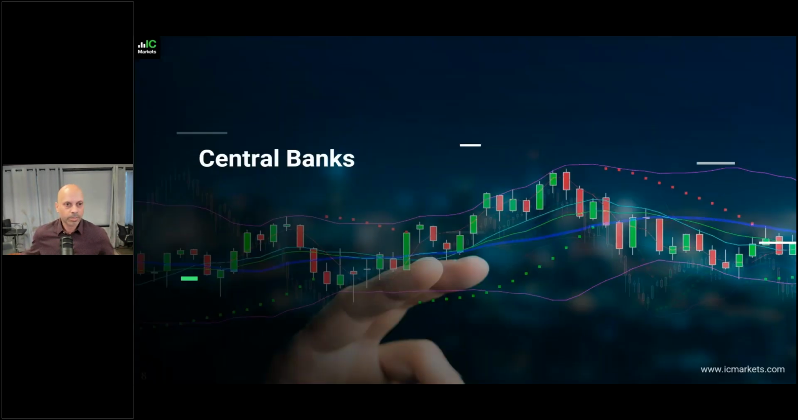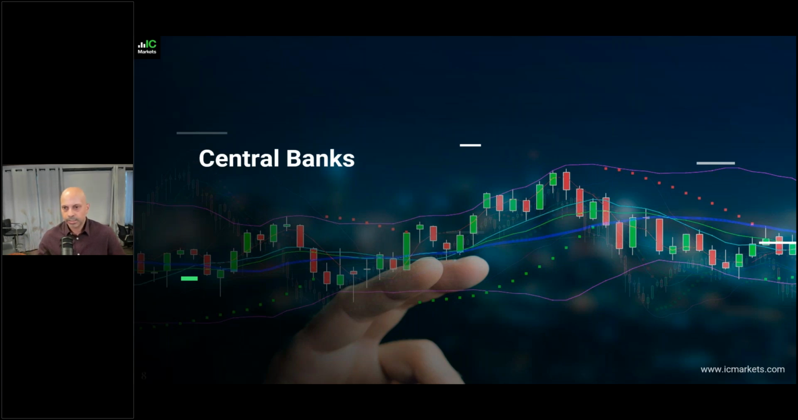Okay, so we're going to talk about central banks now, right? Central banks will, depending on the environment that they're currently in, either raise interest rates, cut interest rates, or pause interest rates. As we saw from early 2022, inflation was actually rising from the last quarter of 2021, but it was only in 2022 that central banks led by the Fed started raising interest rates aggressively.